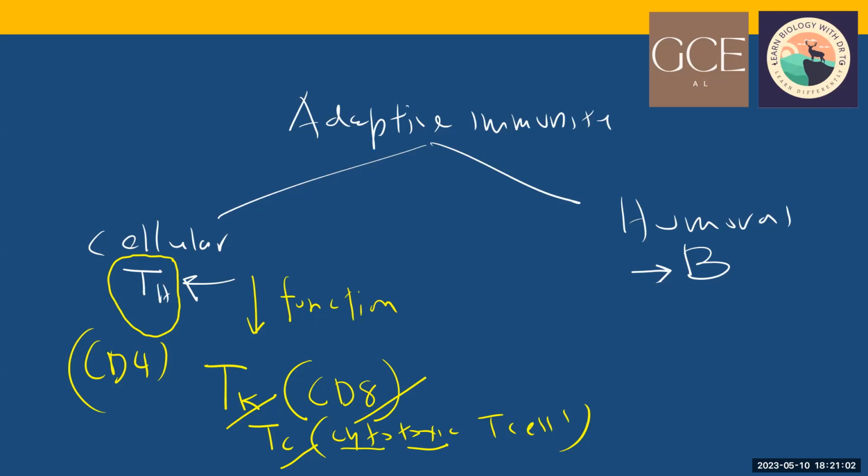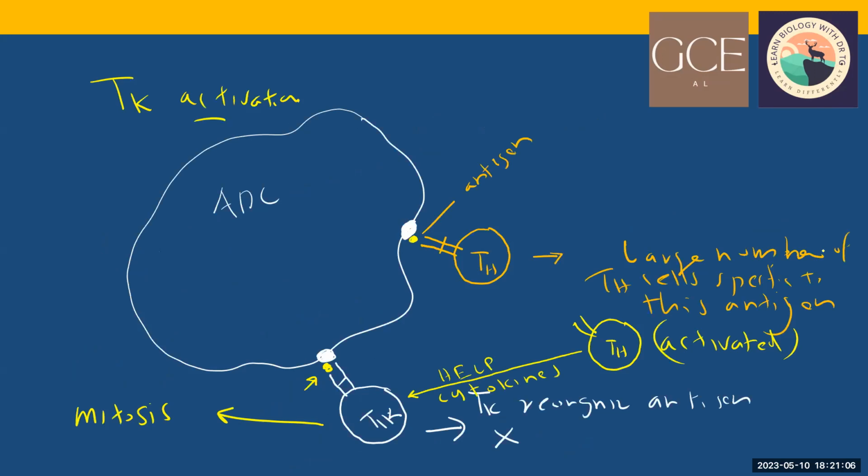So it eventually kills the cells, right? So we're going to learn in this case how T CD8, T killer, cytotoxic T cells, same cells, what they can do. Okay, let's assume viral infection.